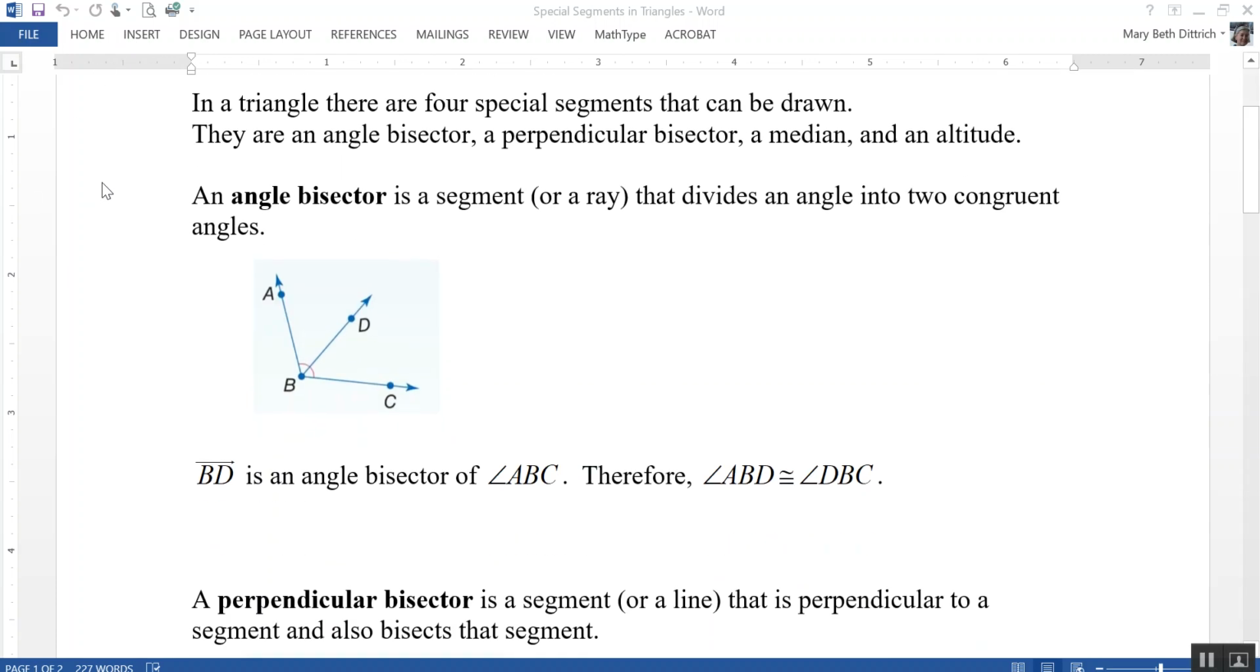An angle bisector is a segment, or in the case of this diagram, a ray, that divides an angle into two congruent angles. So ray BD is an angle bisector of angle ABC. Therefore, angle ABD is congruent to angle DBC.